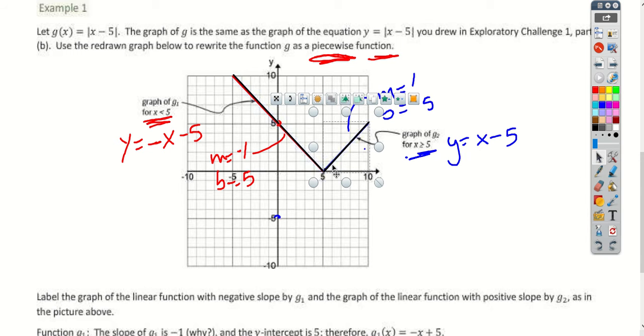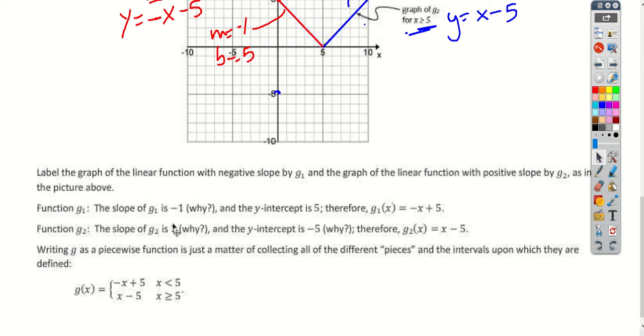And when we do that, we use our two separate equations to make this line: get to 5, switch to the blue line, and this is how the absolute value of x minus 5 is created, with these two separate graphs, these two pieces. So G1 has a slope of -1 because it's going left one, up one, and the y-intercept is +5, so it's -x plus 5. Oh, see, we messed that one up here. -x plus 5. I wrote it over here. We just didn't write it in the equation.